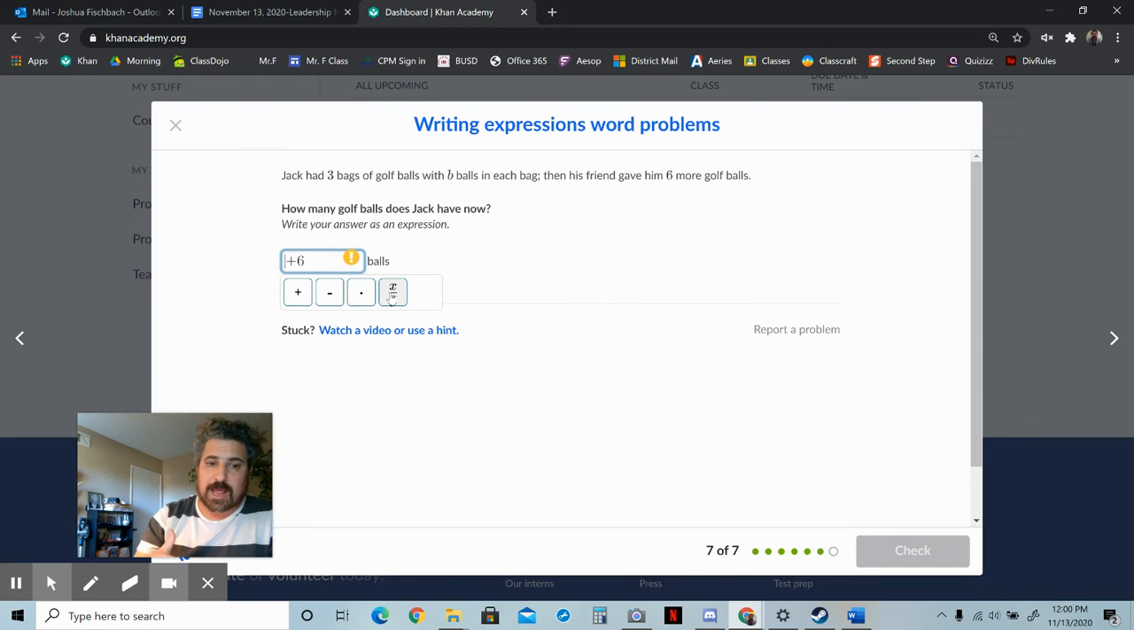Now, Jack already had 3 bags with B balls in each one. So that would be multiplied, 3 times B, right? Number of balls in each bag times the 3 bags that he has is going to be his amount of balls that he had. And then we're adding the 6 that his friend gave him. That's the total balls that Jack has.